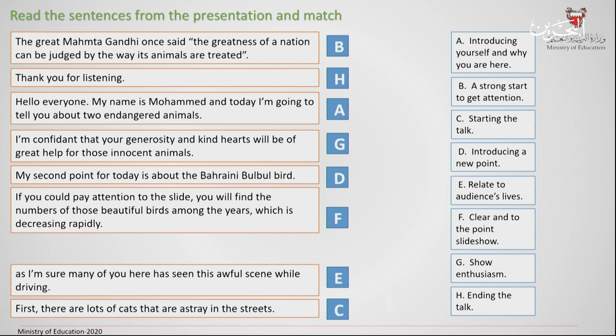And finally, first, there are lots of cats that are astray in the street, starting the talk. And how did we know starting the talk? We see here the word "first," so it reflects that we are starting our talk. Okay?